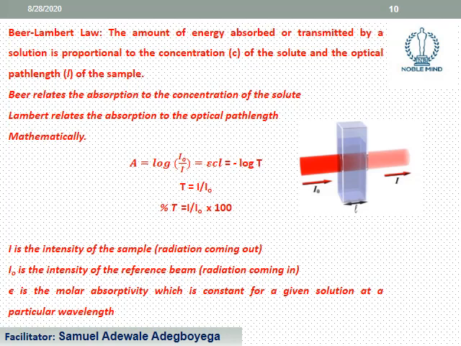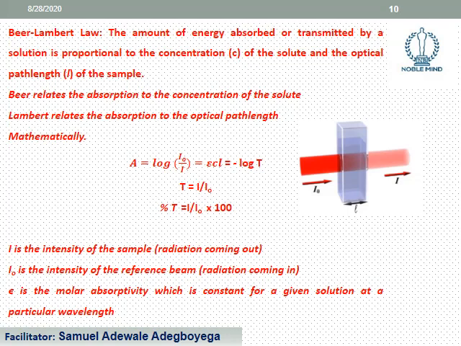It states that the amount of energy absorbed, in form of photon, absorbed or transmitted by a solution is proportional to the concentration of solute and optical path length. So if you look at this equation, A equal to log I naught over I equal to ECL. So you may just say A equal to ECL, which is also equal to minus log T.